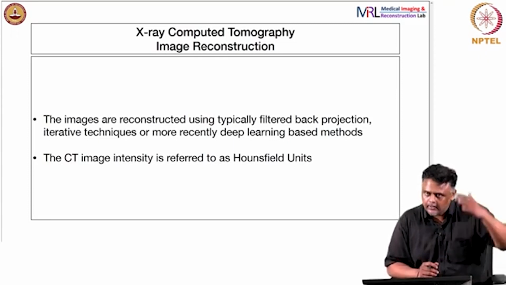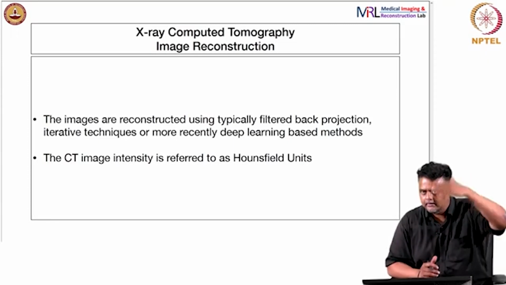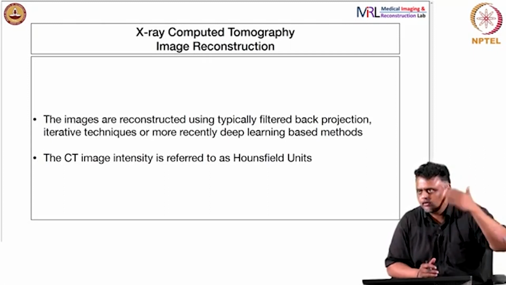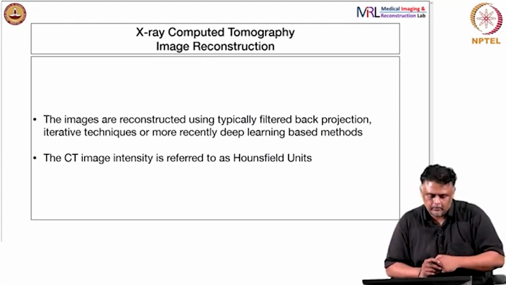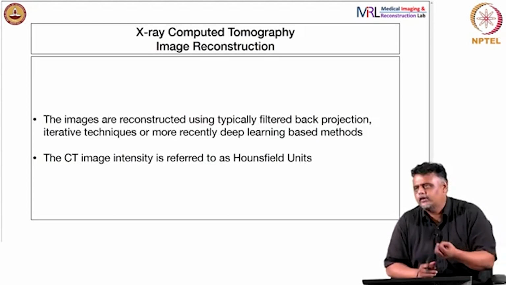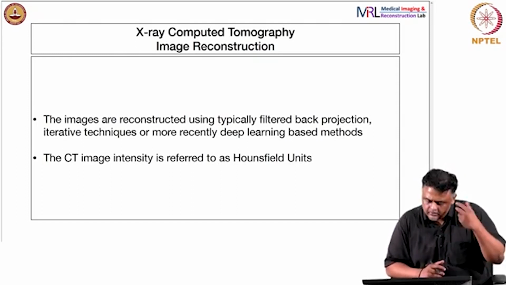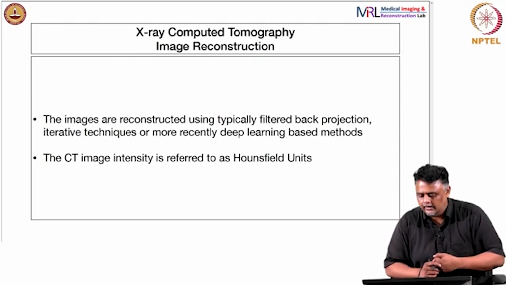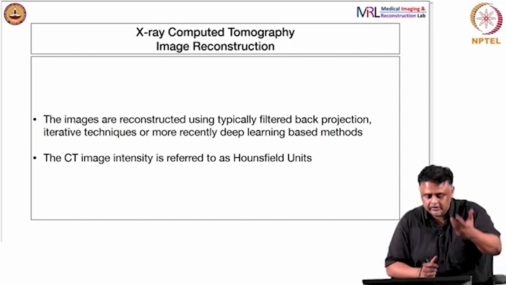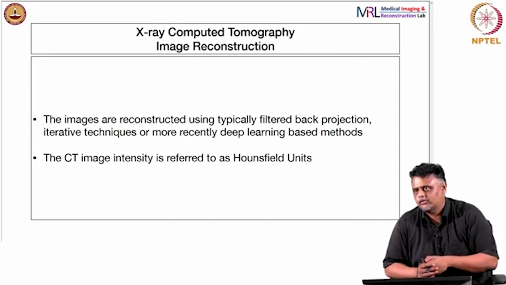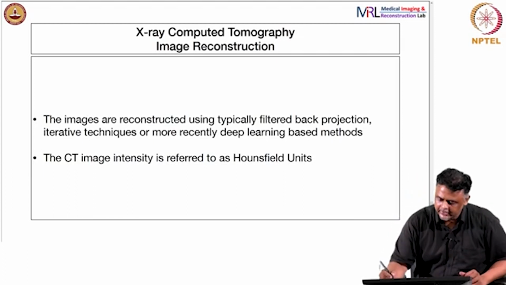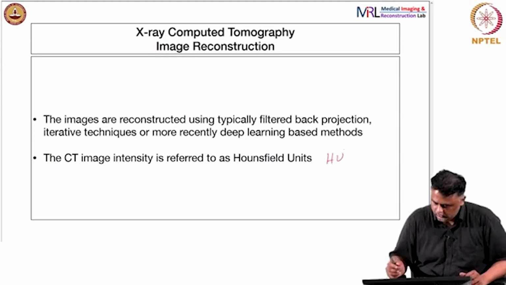But once they are acquired and you have this sinogram data, which is basically your projection as a function of your scan angle, your projection angle, they are typically reconstructed using filtered back projection, or there are many other techniques like iterative reconstruction techniques. There are some deep learning based techniques also. After reconstruction you get a CT image intensity, which is referred to as the Hounsfield unit. So, it is typically HU. Okay.